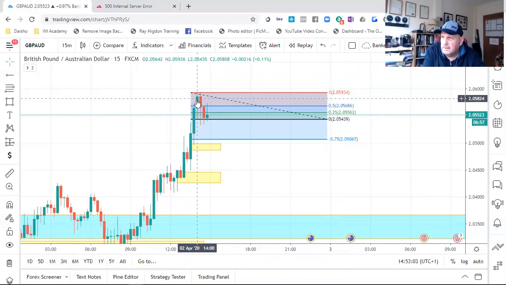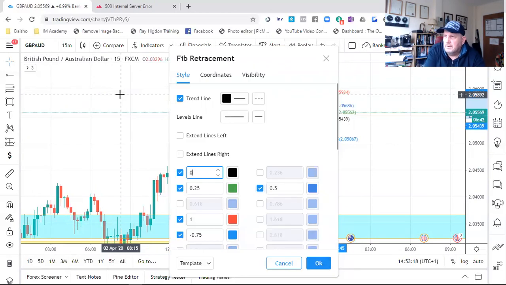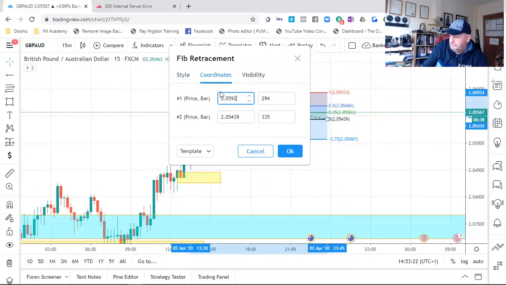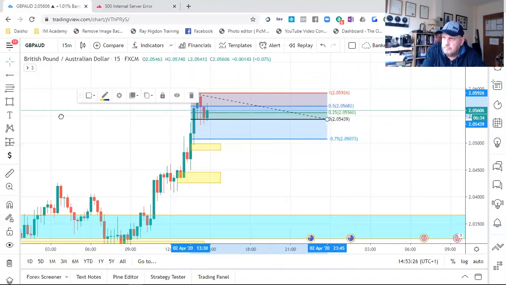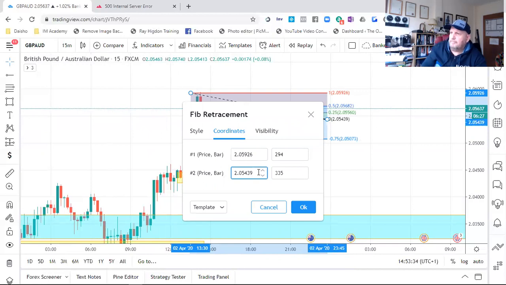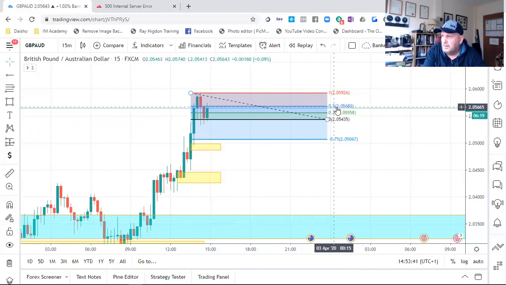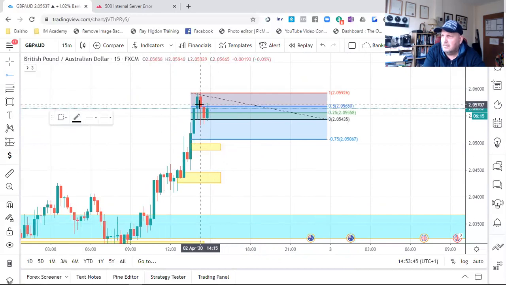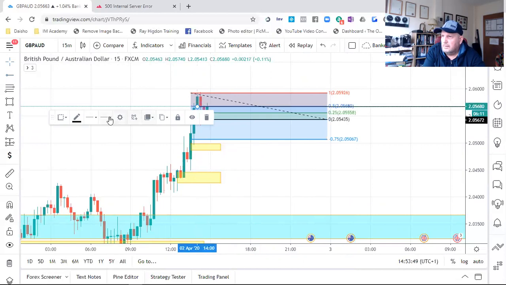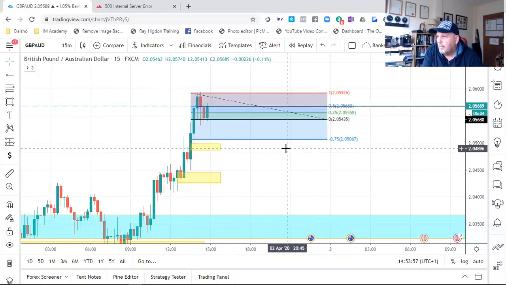Okay, let's have a look. This candle, the last bullish candle, high 2.05926. And the low 2.05435. There we go. 50% of that. That's it there. 2.05680. Draw a line on there. 2.05680. That's the line on. Okay.